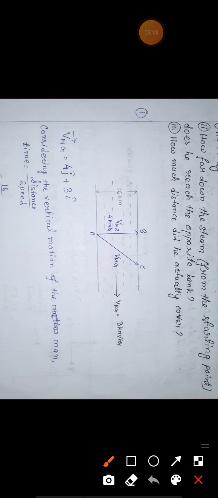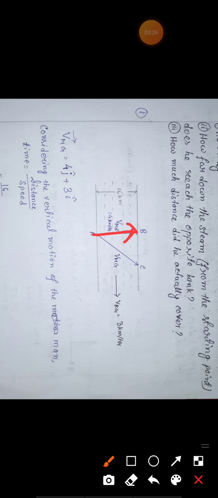So first question is that how long does it take the man to cross the river? So first we have to calculate the time. To calculate the time, we will consider the vertical motion of the man. Vertical motion means this motion. Why do we only consider the vertical motion? Look, the man has two components of velocity. One is the vertical component.